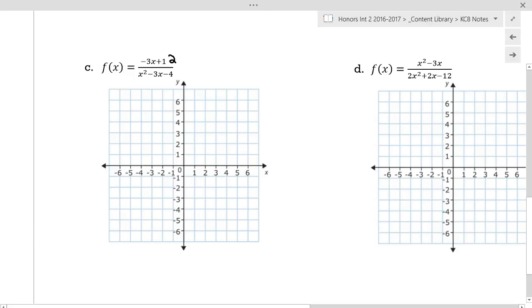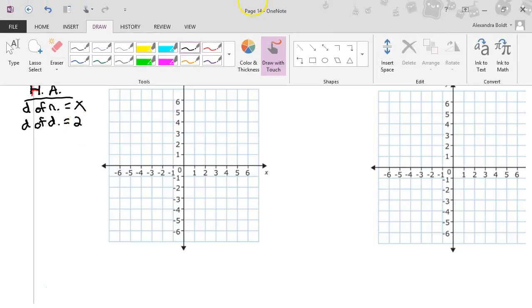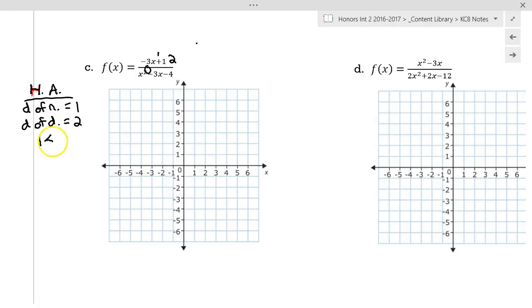So when I start, the first thing I need to do is find my horizontal asymptote. So the degree of my numerator is, right, there's just a 1x. The degree of my denominator is 2, that x squared there. Not x. I keep writing random things for the degree of the numerator. It's 1. There's 1 x to the first, so it's 1. So 1 is less than 2. So this is when it's less than, it's y equals 0.